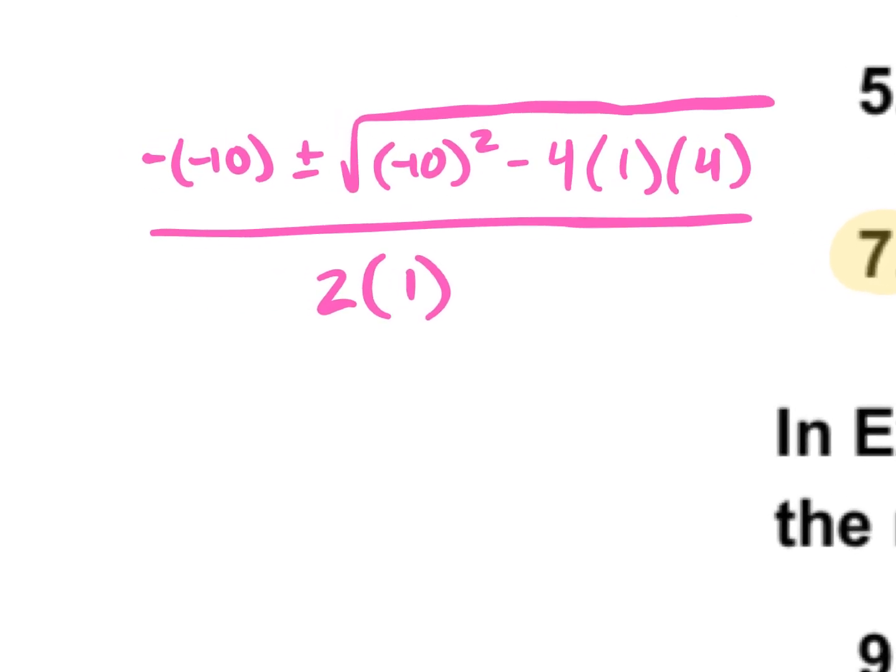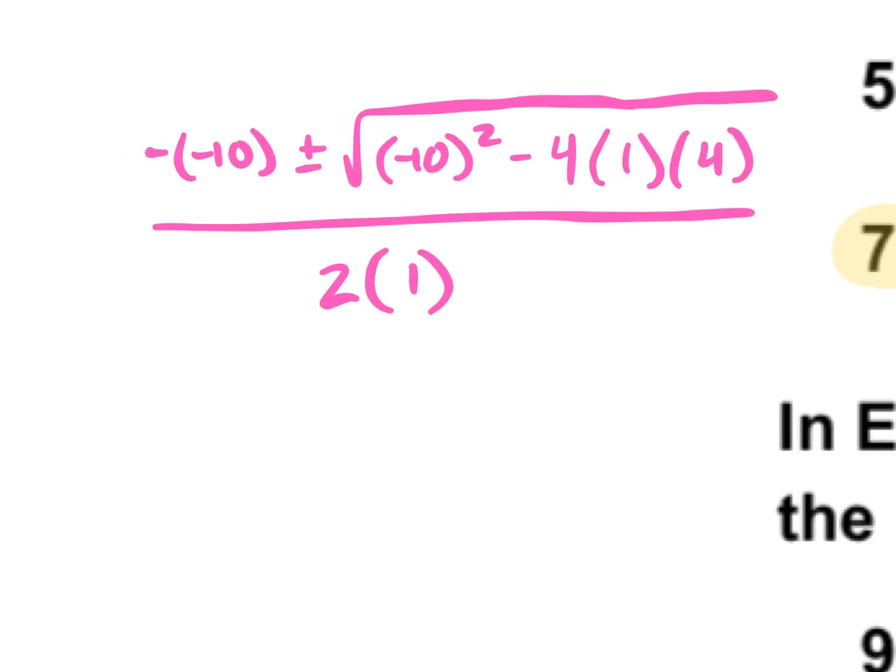All right, let's simplify now. -10 turns into +10. -10 squared is 100. That's one step ahead of myself. -4 times 1 would be -4, and -4 times 4 is -16. 100 minus 16, 84. And then 2 times 1 is 2.